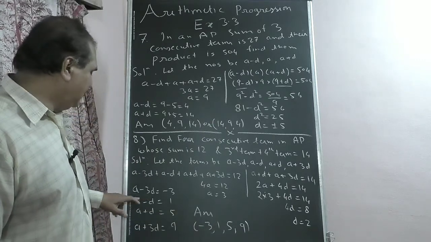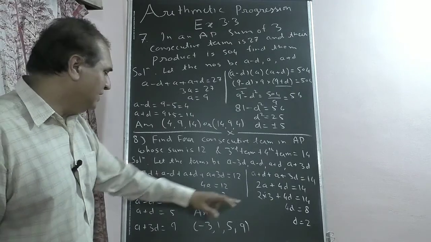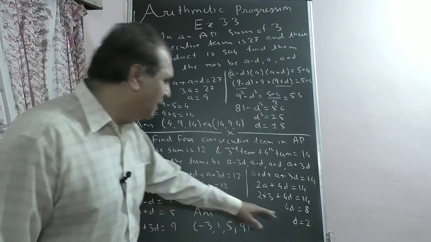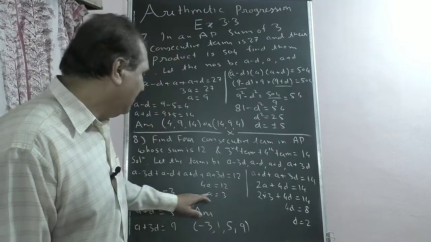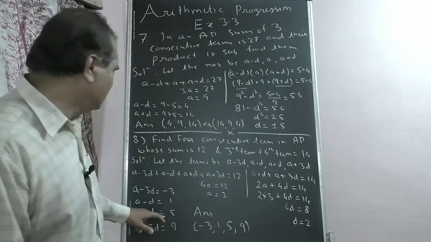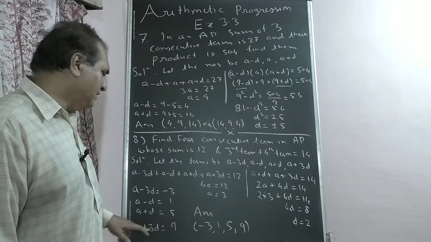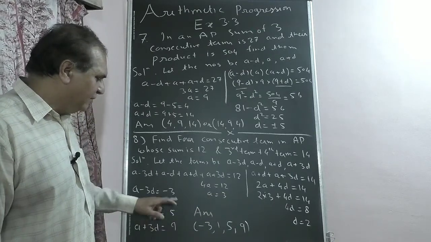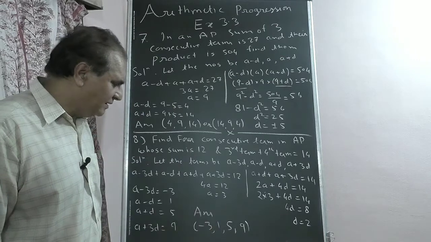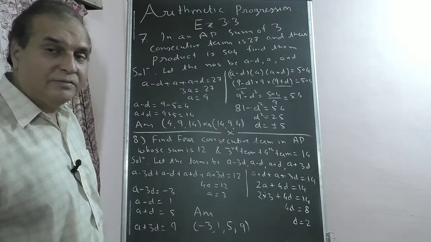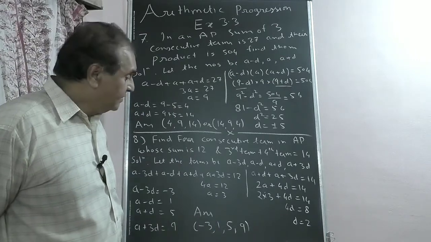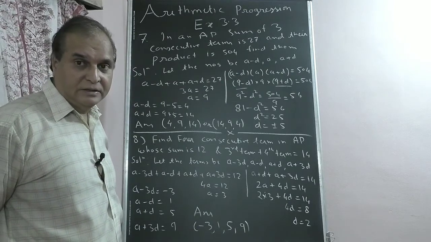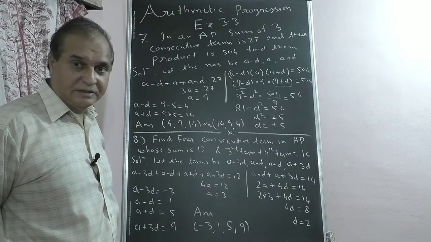So a minus 3d, that is 3 minus 3 into 2, 3 minus 6 is minus 3. a minus d, 3 minus 2 is just 1. a plus d, 3 plus 2 is 5. And a plus 3d, 3 plus 3 into 2, 3 plus 6 is 9. Answer: minus 3, 1, 5, 9. Sum over. Understood? Such sums come for more marks. You have to practice hard on such sums.